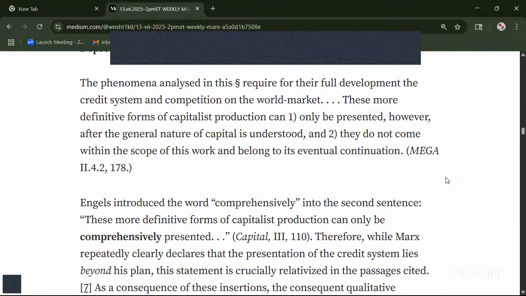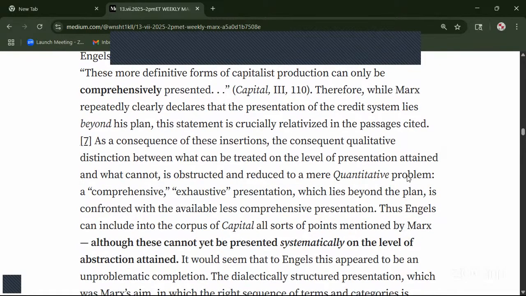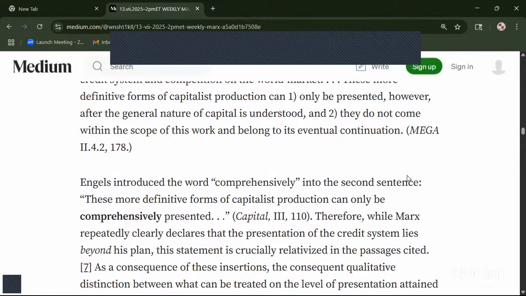Engels introduced the word "comprehensively" into the second sentence. These more definitive forms of capitalist production can only be comprehensively presented. Therefore, while Marx repeatedly declares that the presentation of the credit system lies beyond his plan, this statement is crucially relativized in the passages cited.